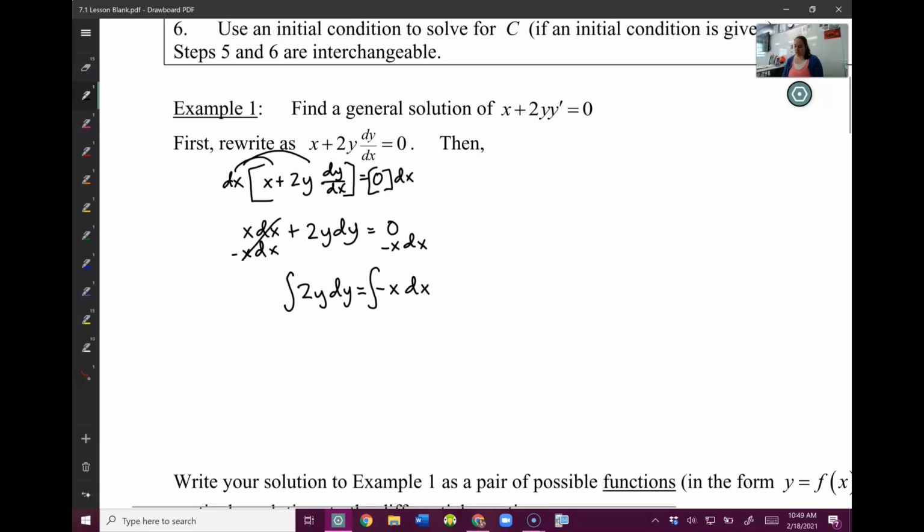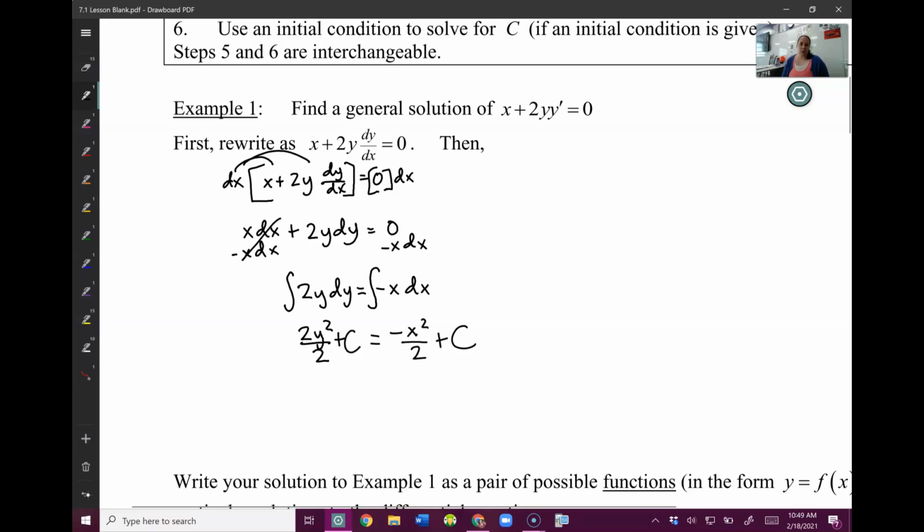And now you can see why we had to get the dy here and the dx there, because that's what's necessary for the integration. So let's integrate this. 2y is going to be 2y squared over 2 equals, this one's going to become negative x squared over 2. Now, these are indefinite integrals, so we should have plus c's.